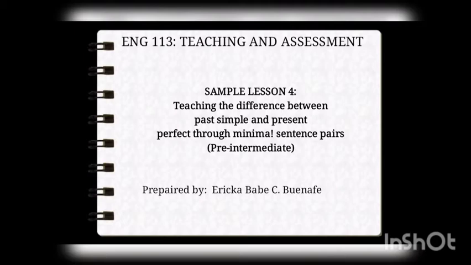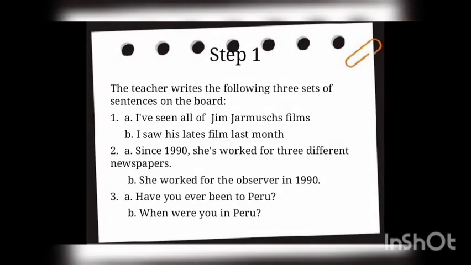In this example, the teacher is contrasting two easily confused verb structures. The class are familiar with both these structures but have met them only separately rather than in combination. So, there are 3 steps in teaching the difference between past simple and present perfect through minimal pairs.